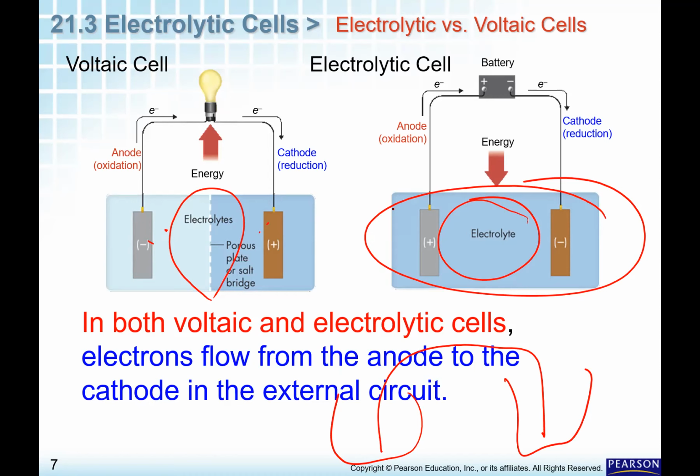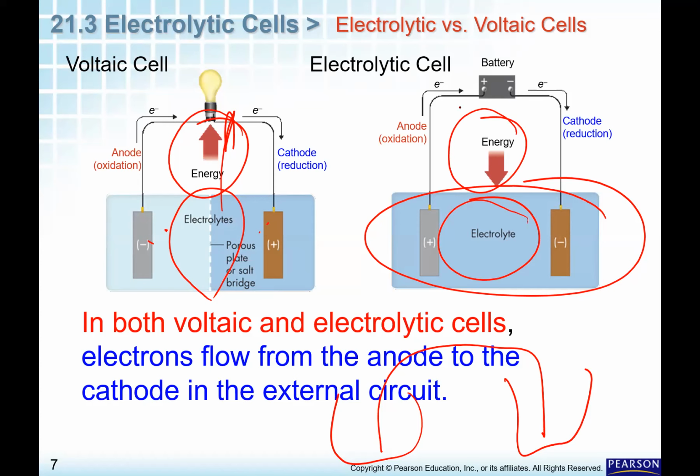The second major difference is the energy. Here energy is produced, and we're talking about electrical energy specifically. So we are producing energy in the case of the voltaic cell, but here we are applying energy. We put energy on the compartment in order to produce a chemical reaction and produce a new product.